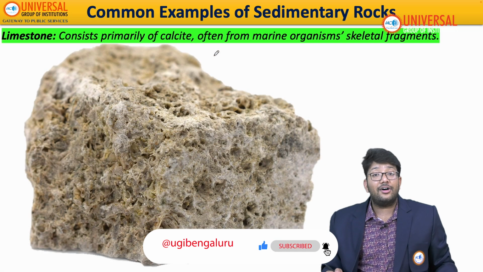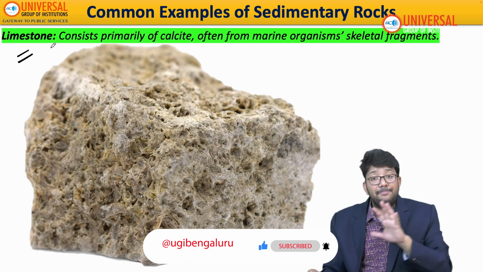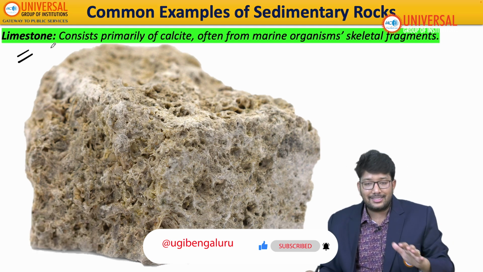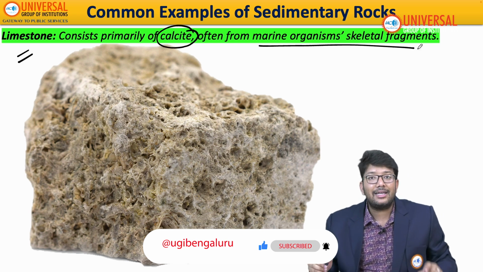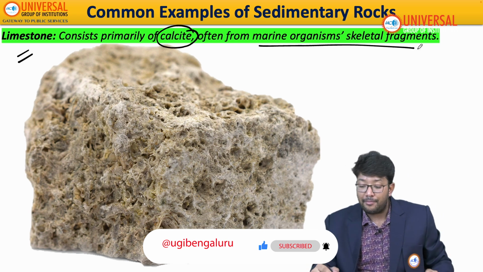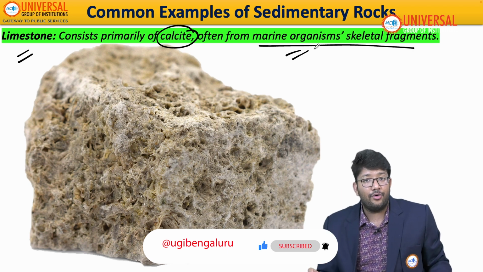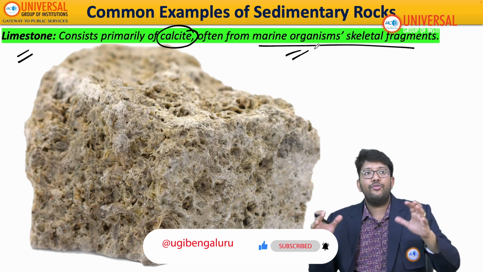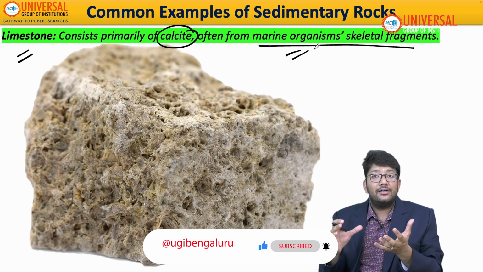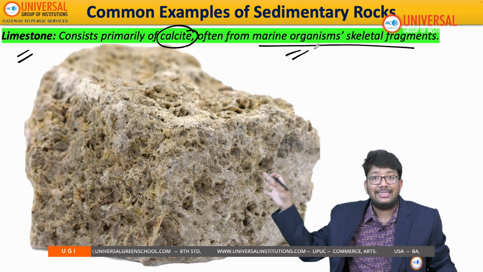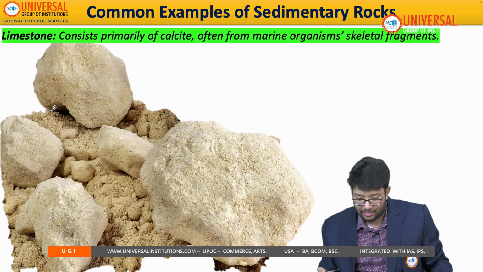Third is limestone, a very popular and widely used stone. This particular rock is composed of calcite. And what is calcite? Calcite comes from skeletal fragments of marine organisms, like coral reefs, seahorses, fishes. When they die, because of their skeletons, these types of limestones are formed. Examples are in front of you.